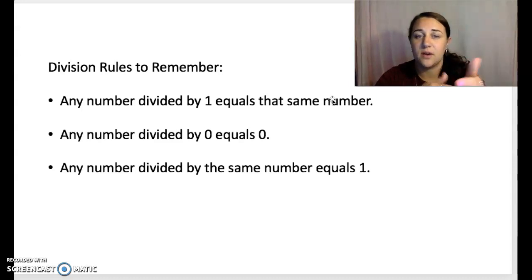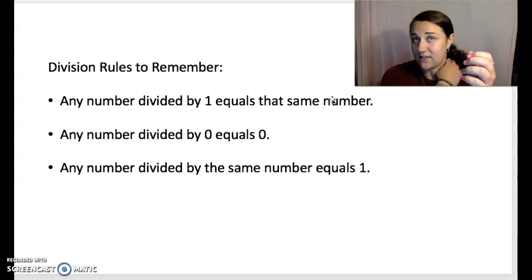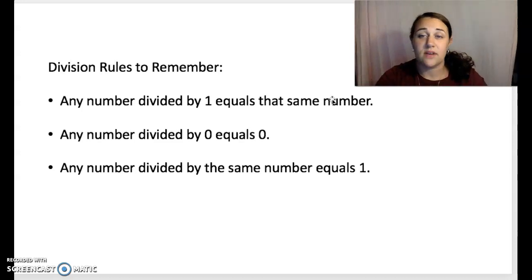Any number divided by 1 equals that same number, just like in multiplication. So 5 divided by 1 is 5, and 10 divided by 1 is 10. Any number divided by 0 always equals 0. So 200 divided by 0 is going to equal 0. You can't divide something into 0 groups. If you have no groups, then you can't divide it into that. And any number divided by the same number always equals 1. So 7 divided by 7 equals 1, and 10 divided by 10 equals 1.